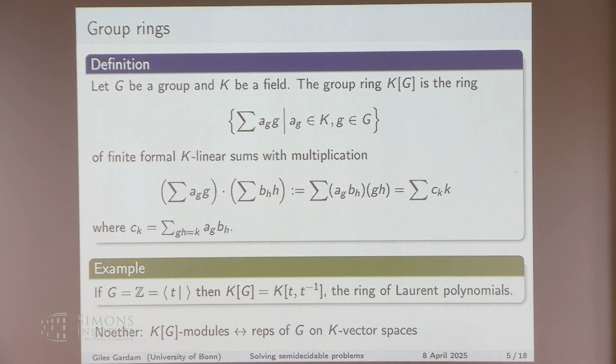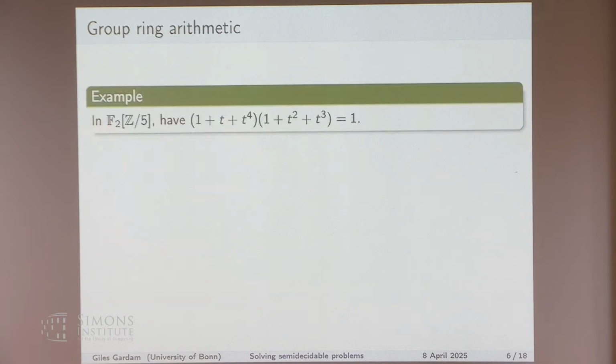So because it's going to be very important for what we're doing later, I want to just work through some examples of how arithmetic in the group ring works, even though it's fairly basic. So for example, if I took the group Z mod 5, cyclic group of order 5, so powers of this letter t, and I take coefficients from F2, the field with two elements, then I can multiply these two polynomials and get 1 as the answer. So you could probably just multiply them out, replace factors of t to the 5 with 1, and check that you get this.